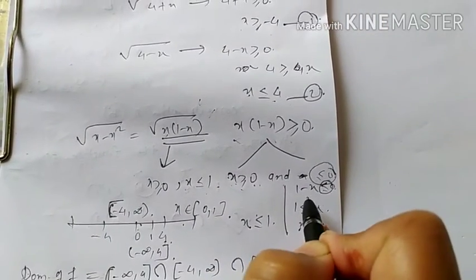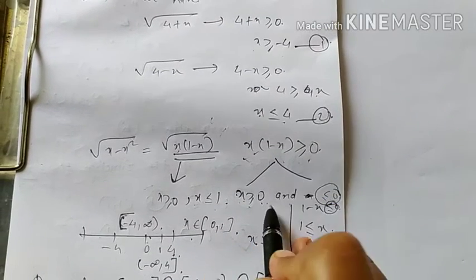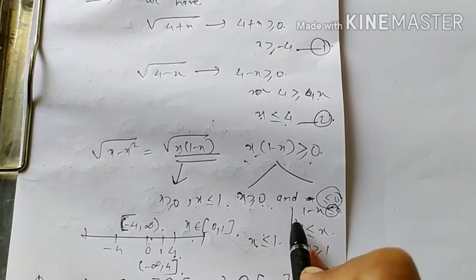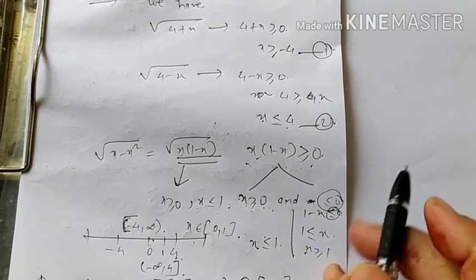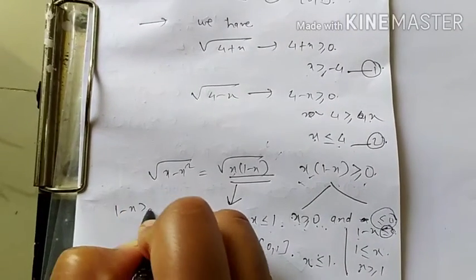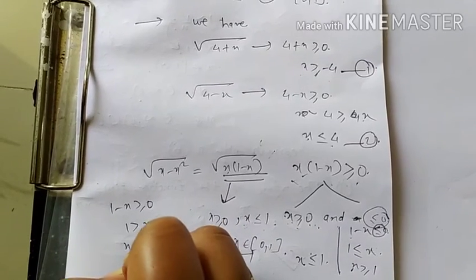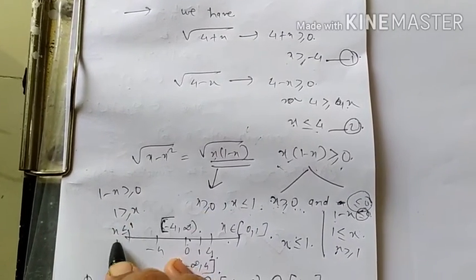Here you don't make confusion. Here it is a positive quantity, so both should be positive. Getting, student? Okay, so that's why we are taking 1 minus x. Here I will write 1 minus x greater equal to 0. So 1 is greater equal to x, means x is less equal to 1. Getting, student? Don't make confusion.